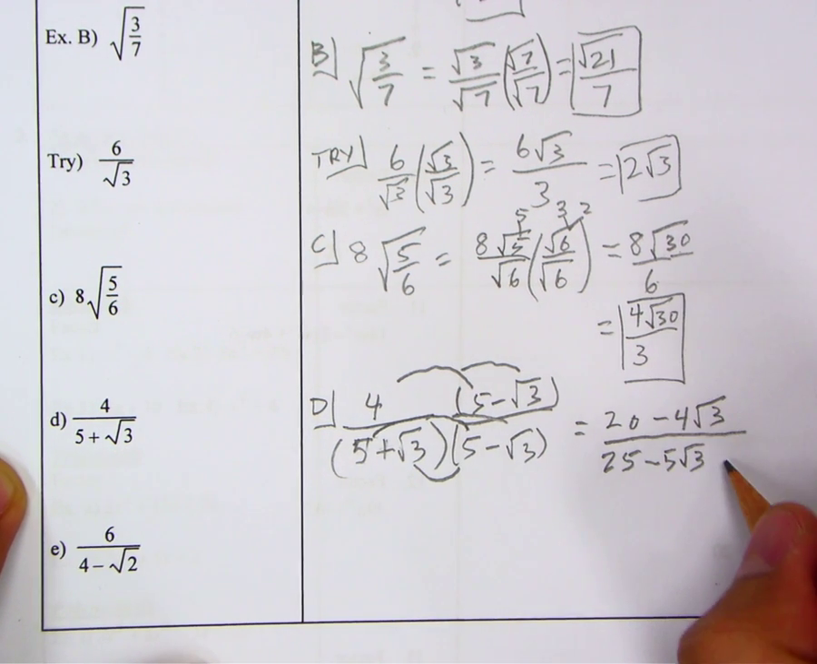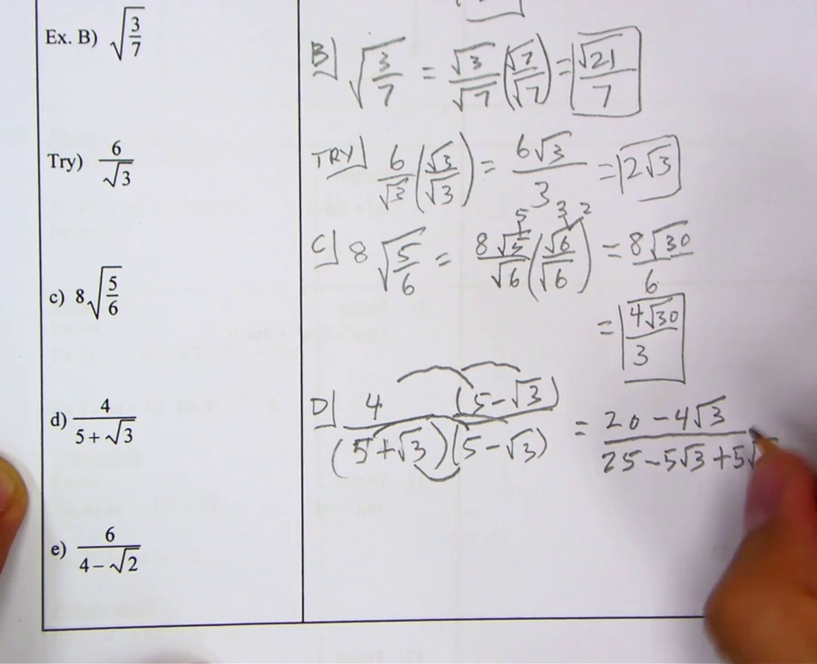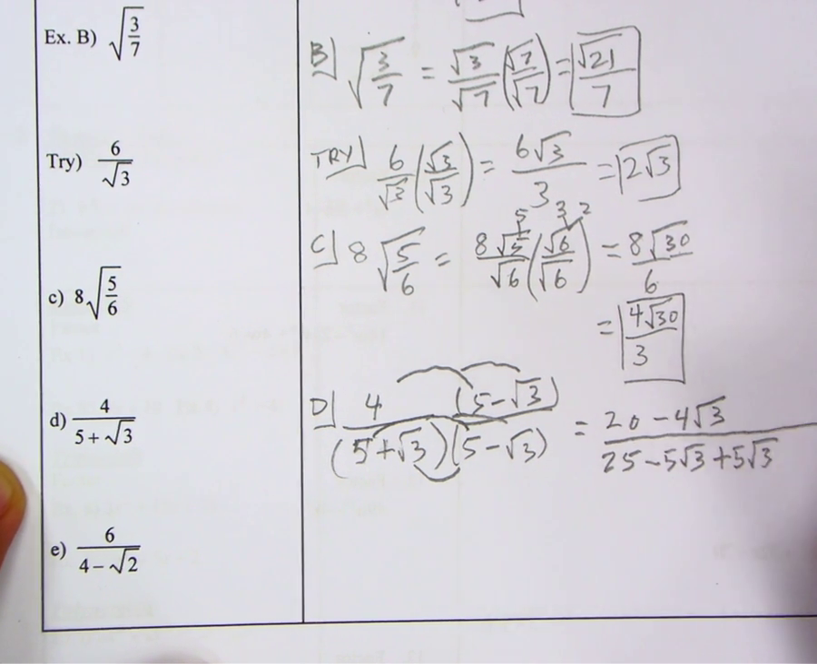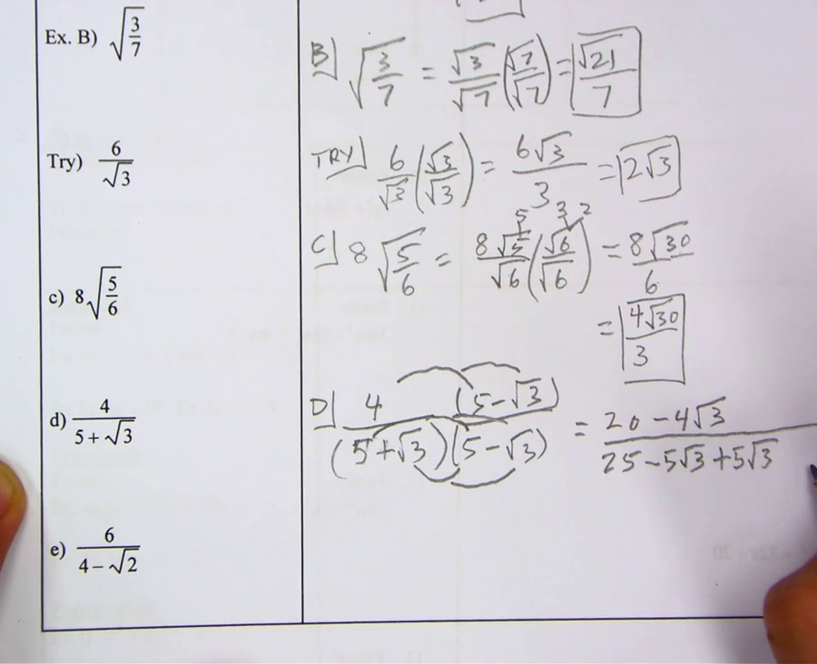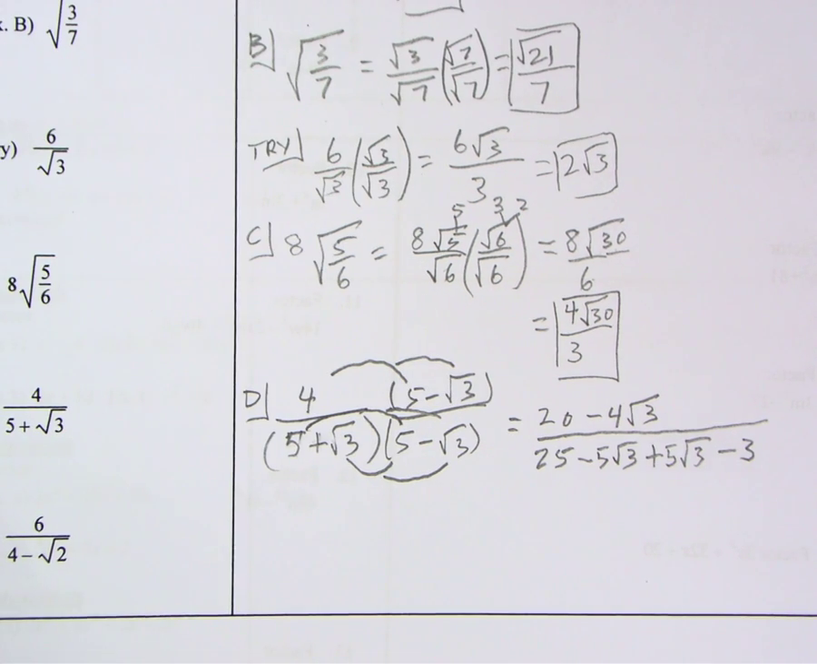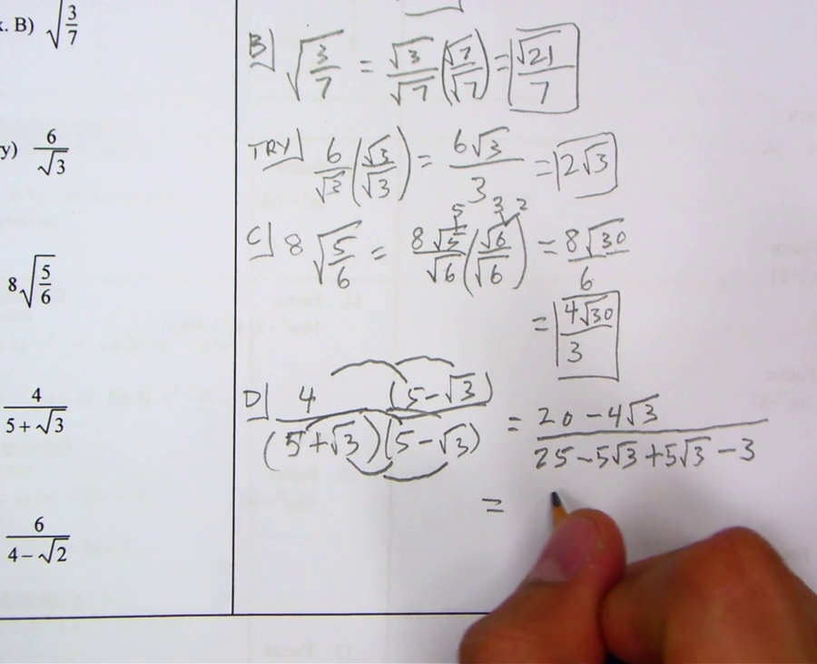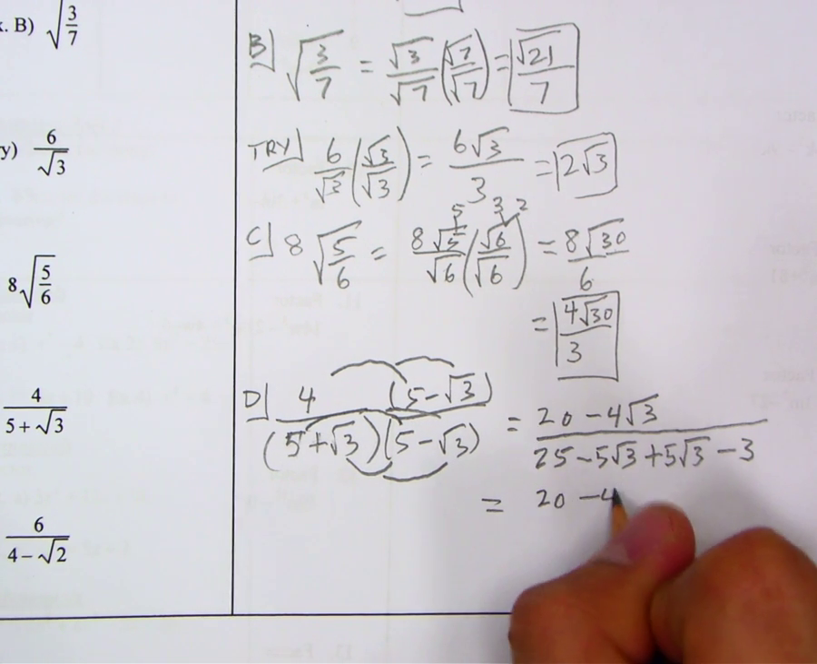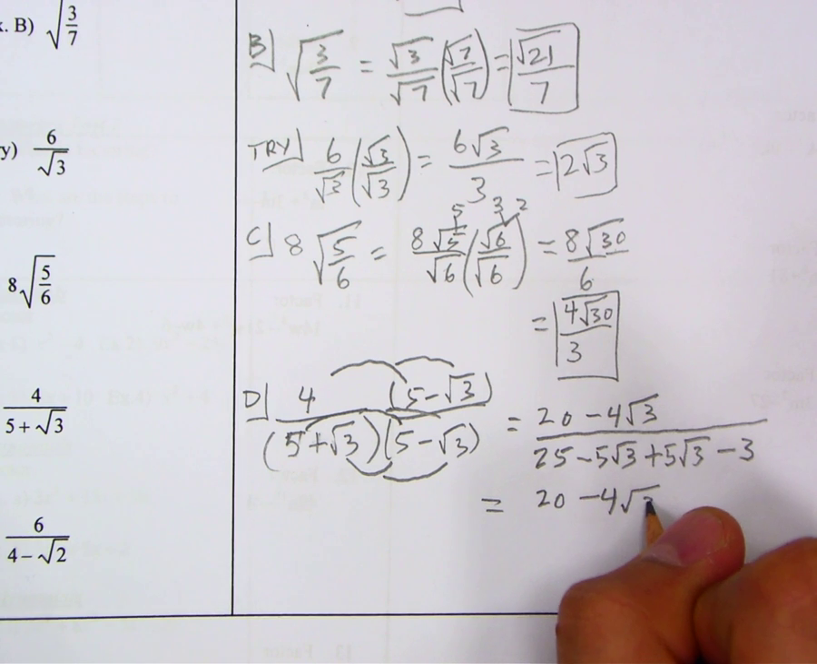Square root of 3 times 5, these should be opposites and they should cancel out, the second and third term always. 5 square root of 3. Square root of 3 times negative square root of 3 is square root of 9, which is negative 3. Okay. So right here, what I have on top is 20 minus 4 square root of 3.